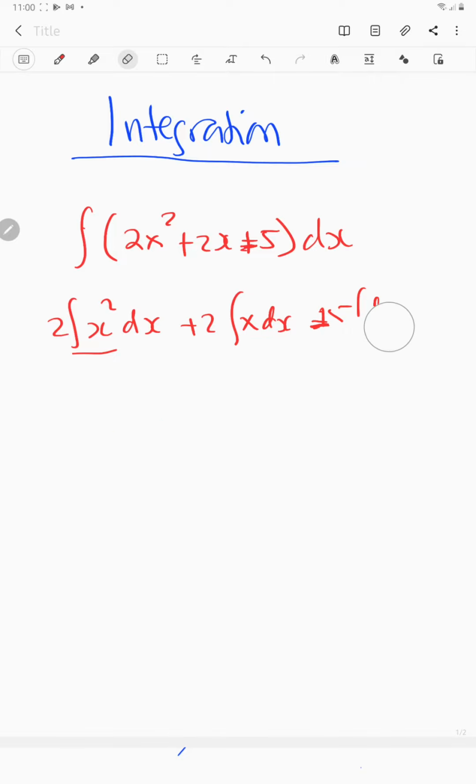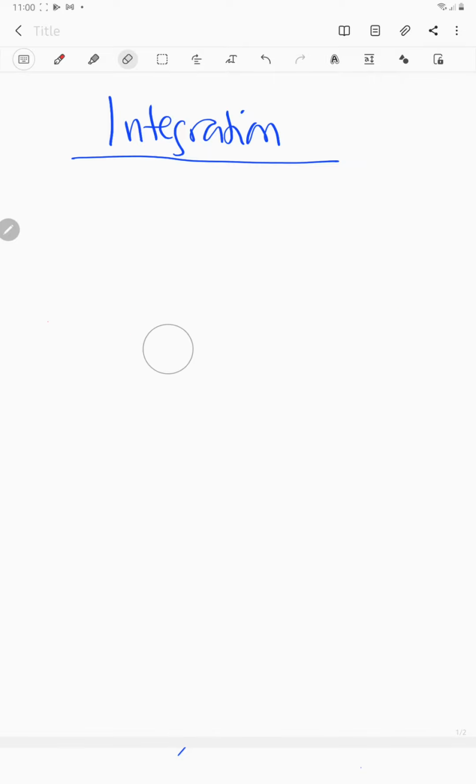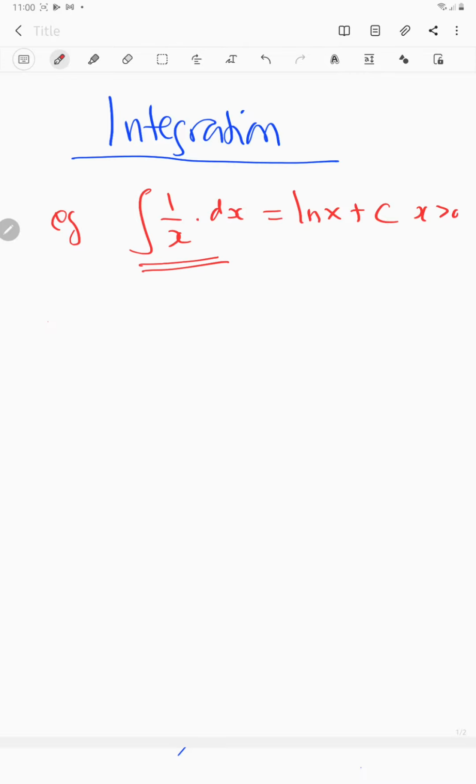Having done that, let's look at the different forms of integration that we can have. For example, if we have an integral of 1 over x dx, this is the same as natural log of x plus c. This assumes that x is always greater than 0. Remember, x must not be equal to 0 because this can become infinite.